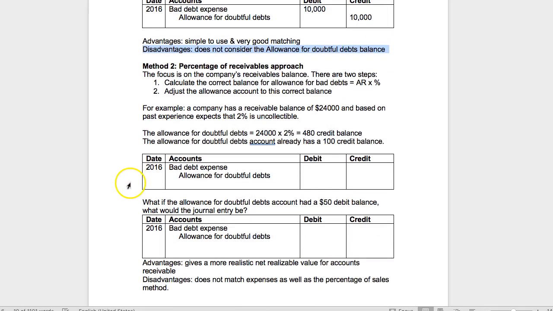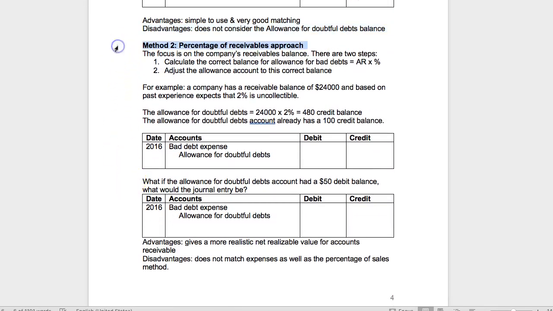So this brings us to the second method, which is a little bit more complicated. Now the focus of this method is on the accounts receivable. And to do this, there are 2 steps. Number 1 is first you calculate the correct balance for the allowance for doubtful debts. That's the accounts receivable times your percentage estimate. And step 2 is then to adjust the allowance account.